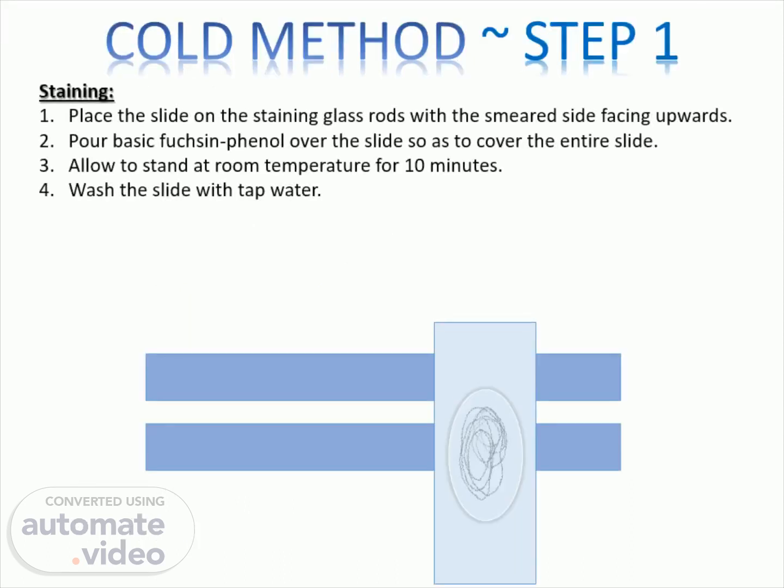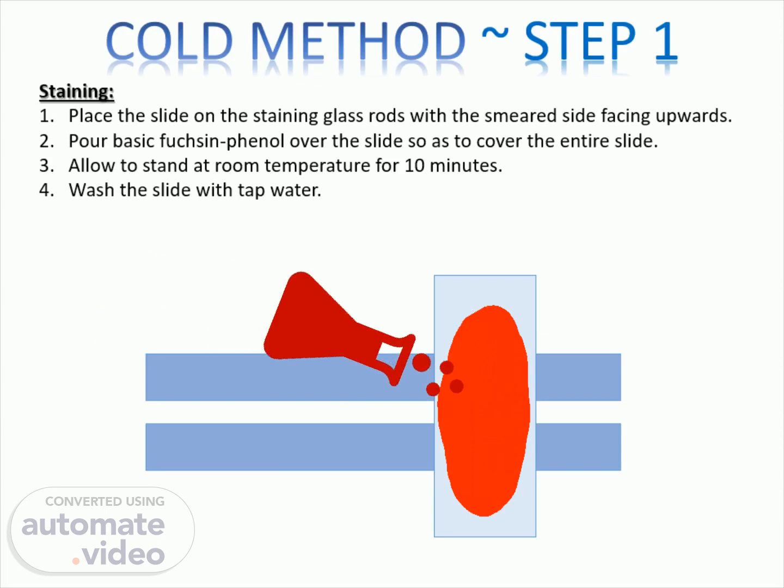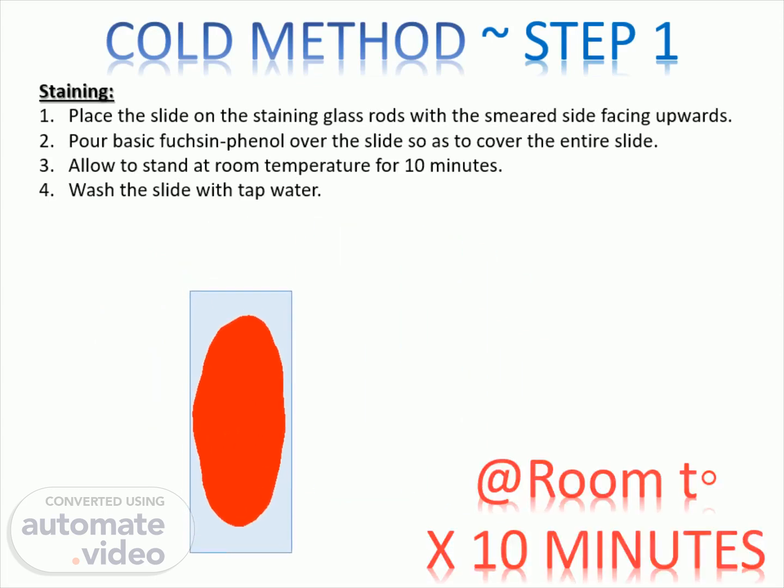Cold method with Gabbitt's is very simple. It's a two-step procedure, as we mentioned in the earlier slide. Step 1. Place the slide on the staining glass rods with the smeared side facing upwards. Pour basic fuchsin phenol over the slide so as to cover the entire slide. Allow to stand at room temperature for 10 minutes. Wash the slide with tap water.